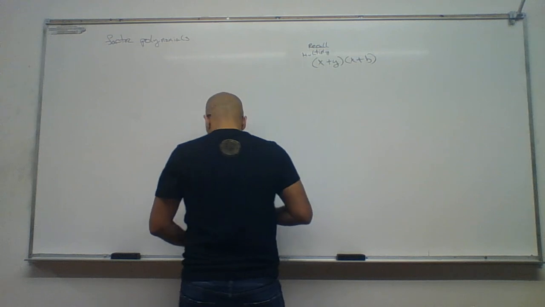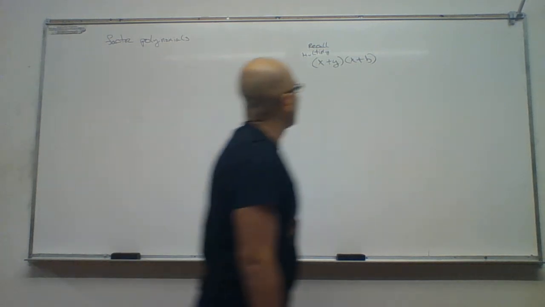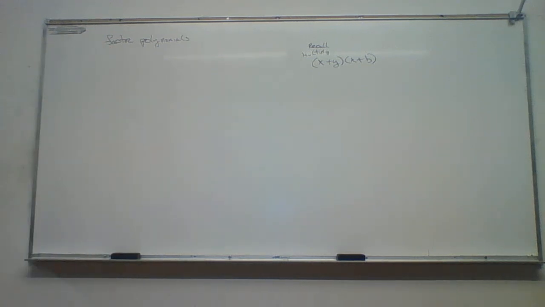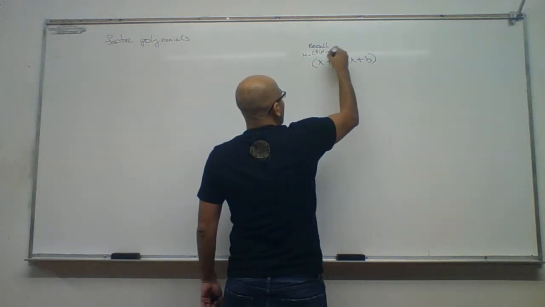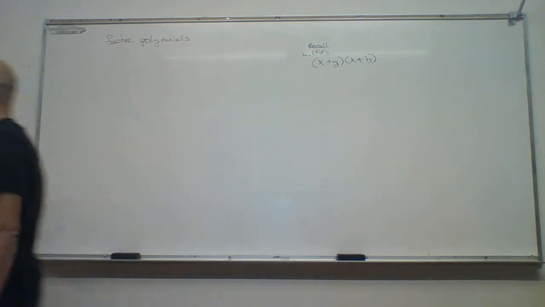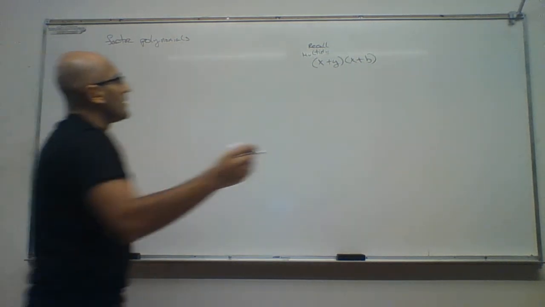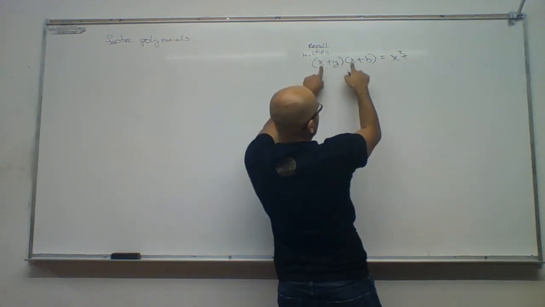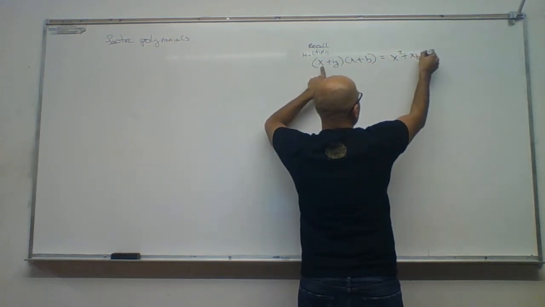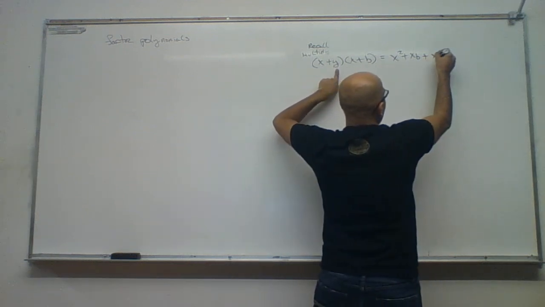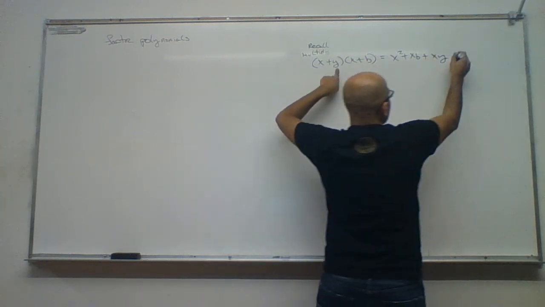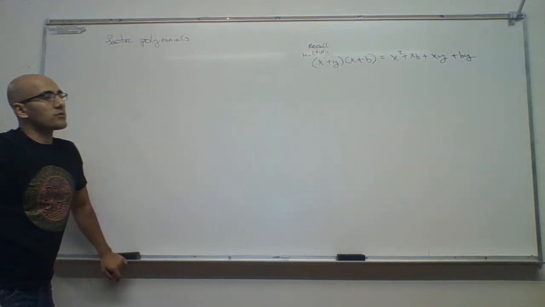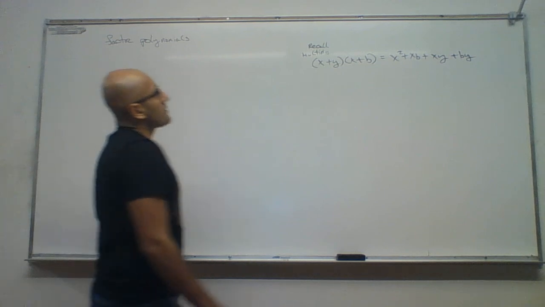In America, we do it our way, and our special way would be to FOIL this thing. Americans love to FOIL. Whatever, you get the point. We're going to end up with x squared plus this times this gets you xb, plus this times this gets you xy, plus this times this gets you plus by. Then nothing else combines, so we're happy that way. That's one way to multiply.